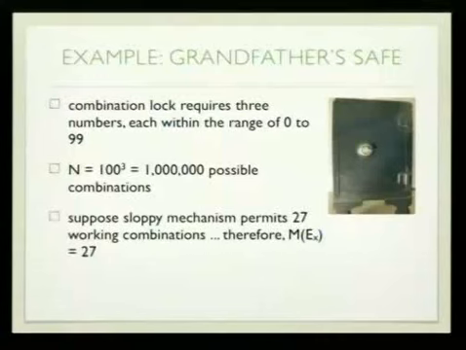The next thing you need to know is how many of those combinations will actually work. Recall that there's a level of efficiency, and if the combination exceeds that level of efficiency, then it's functional. Let's suppose you've got a sloppy mechanism, so that instead of just 1 combination working, if you're within 1 number of the proper number for each of the 3, it actually works out to 27 combinations that will work.